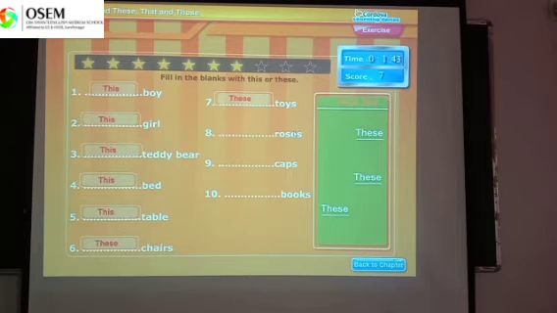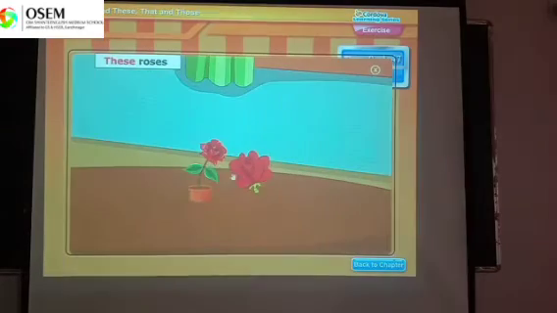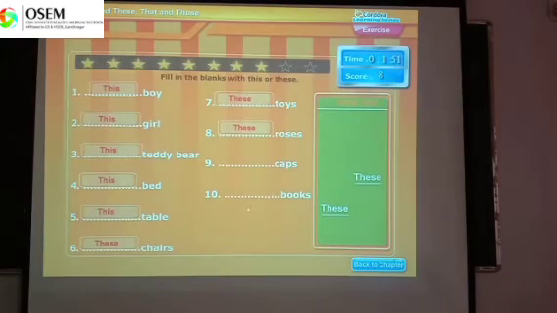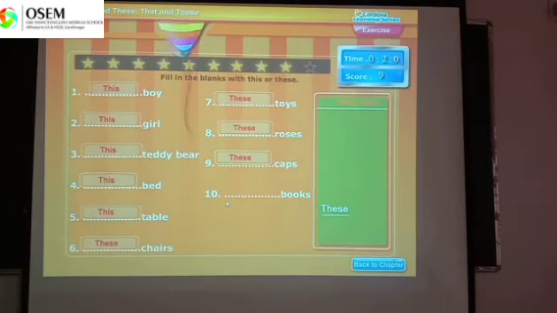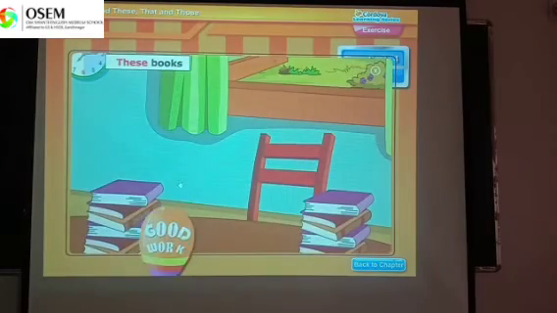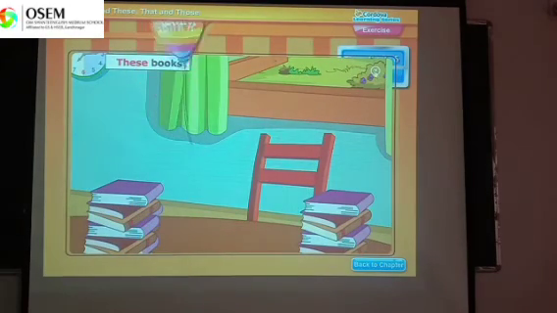Eighth, dash roses. So these roses. These are roses. Ninth, dash caps. These caps. And tenth, dash books. So these books. These are books.